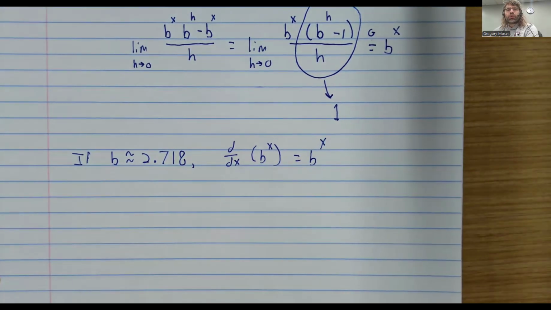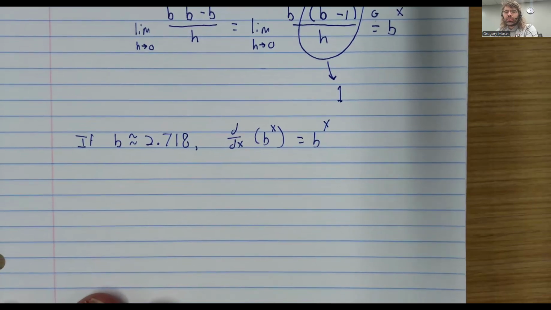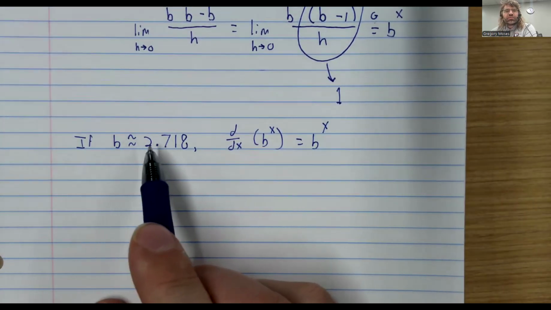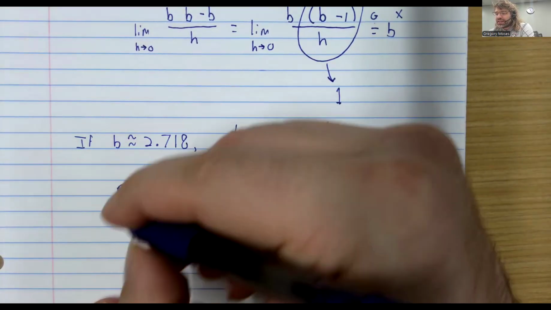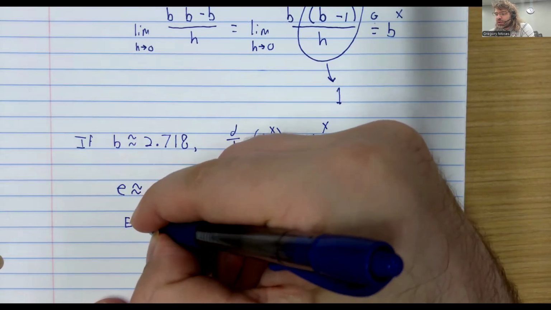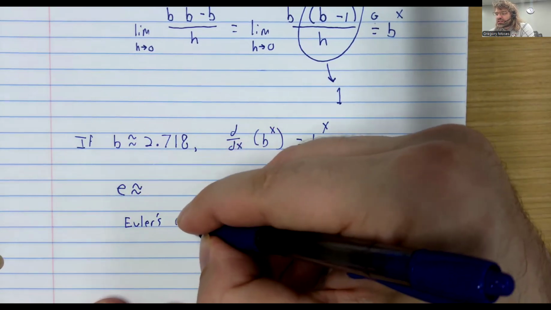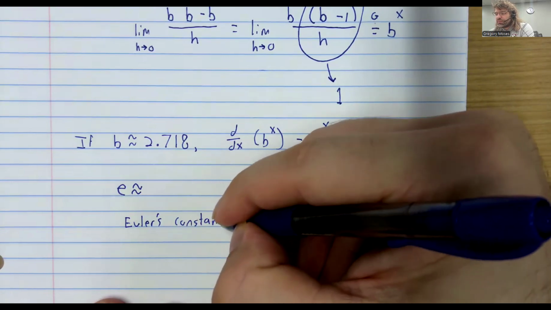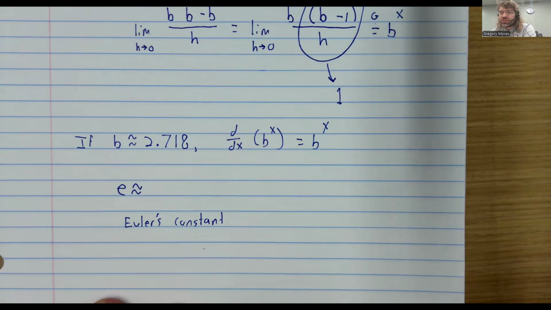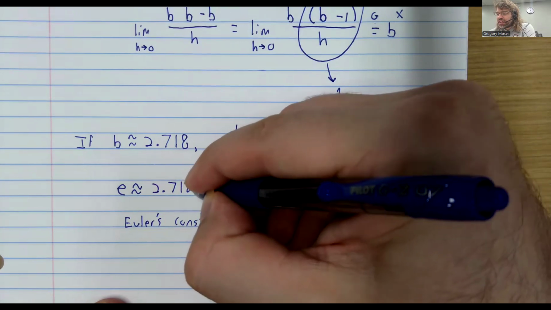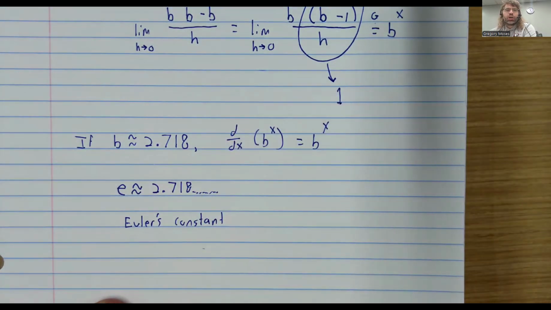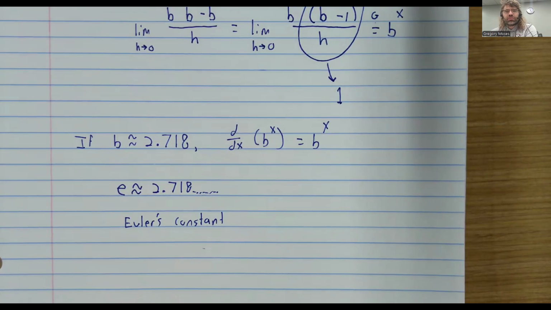And I use the word about there. We give this special value of b a name. We call it E, Euler's constant, after one of the great mathematicians, Euler. And this is an infinite, non-repeating decimal. So not exactly 2.718, but about that.